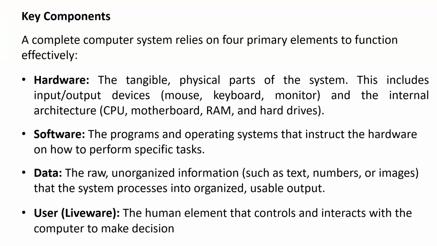To have a computer, it has to rely on four primary elements to function effectively. A computer must have hardware, there must be software, there must be data, and also there must be a user, the human aspect of it. Without these elements, there will be no computer. So what we can touch, what you can see, the part of the system that is physical, is the hardware.